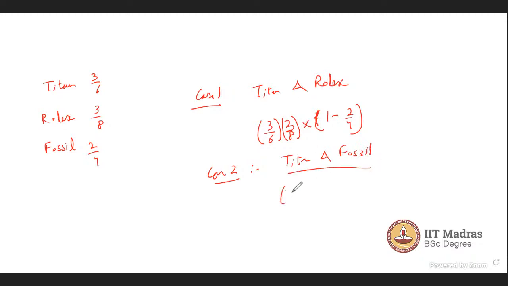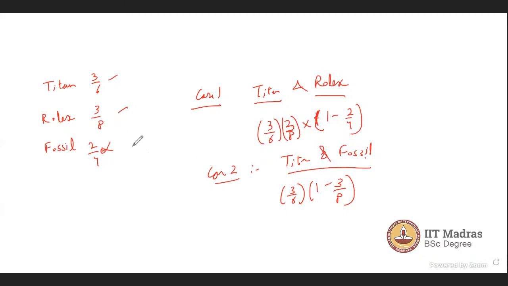Right. So this one, first case, sir. Case 1, please. Network was down, sir. Case 1: he got Titan and Rolex correct, and fossil is wrong. So 1 minus 2 by 4. Okay, that part we missed.